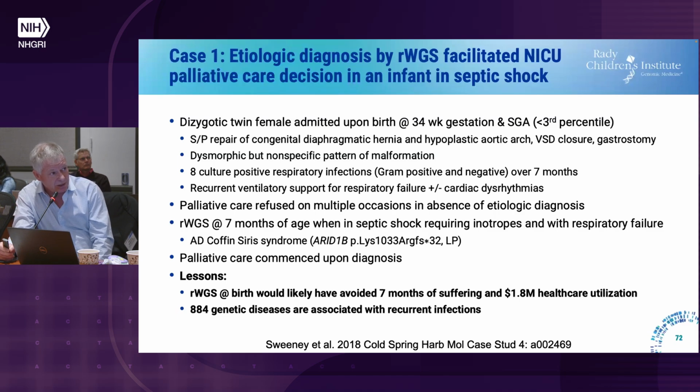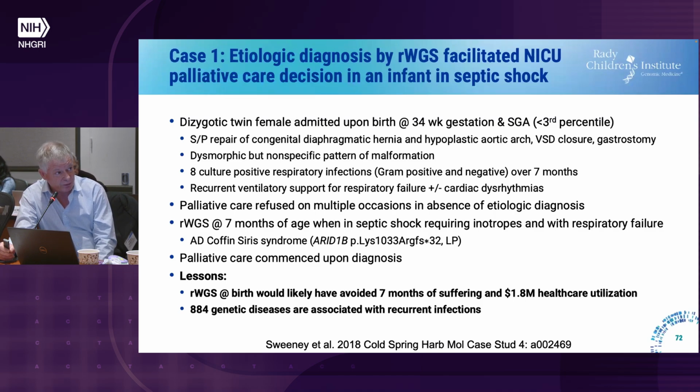Baby girl is admitted to our intensive care unit for prematurity. She's small for gestational age, and she has multiple congenital anomalies. She's dysmorphic, but genetics can't come up with a unifying diagnosis. She is in hospital for a long time. She has surgical repair of her congenital anomalies, and she has, during that hospitalization, recurrent respiratory infections, both gram-positive and negative.